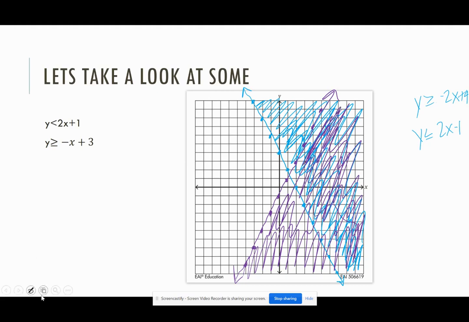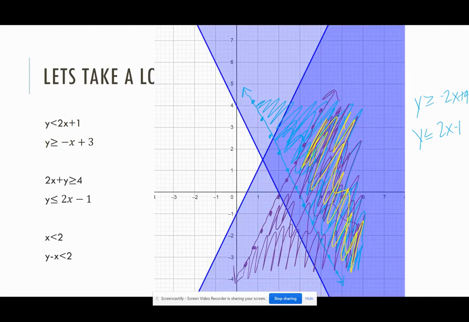And like I said before, you can shade it in with another color if you want to. So I can say, all right, that's my answer, and that might help you. All right. I want you to try this one, and then we'll go over it together.